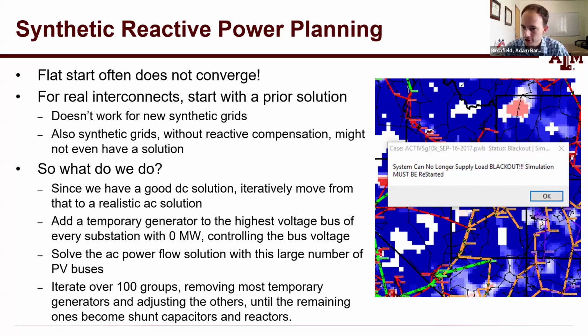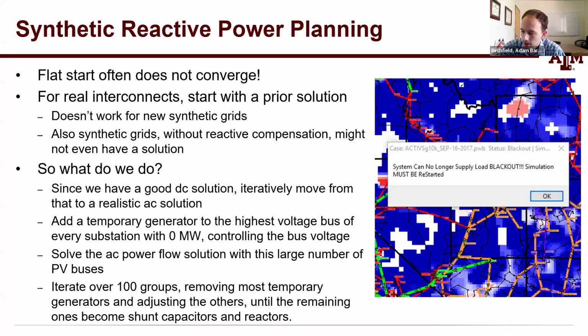Often the flat start doesn't converge, even if there is a good solution, but most of the time there isn't a solution. If you have a real grid, they don't run into this problem very often, or at least it's easy to get around a lot of the time, because you have the ability to start with a prior solution and then make a small change and hope that you get a good solution from that. It doesn't always work for new synthetic grids. We're starting from scratch. We don't have a solution. And we don't even know that there is a solution without sufficient reactive compensation.